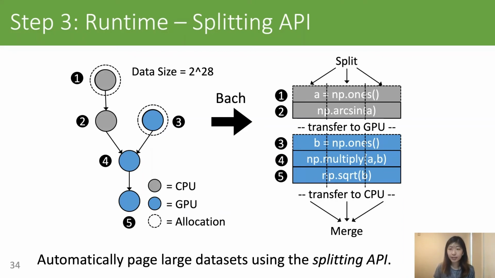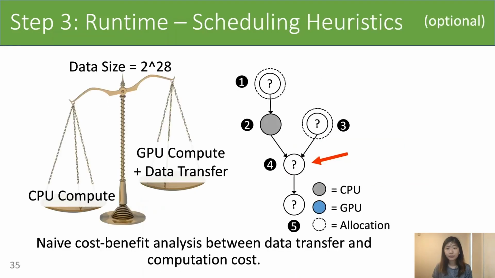If the splitting API is implemented, Bach will use the size API to estimate the size of the working dataset. It'll compare it to the size of GPU memory. If it's larger than GPU memory, Bach will use the split API to split the data into a manageable chunk. Then at the end of execution, it'll use the merge API to merge the values back together. Altogether, by leveraging the offloading and splitting APIs implemented by the annotator, the Bach runtime can automatically manage data transfers and scheduling in a heterogeneous environment.